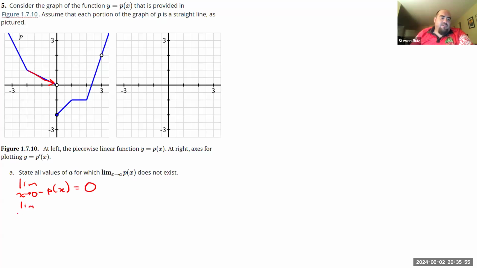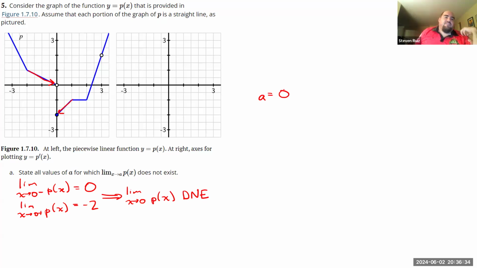What about when we approach 0 from the right? Well, then we are trending towards this value, and that is going to be -2. So the limit as x approaches 0 from the right is -2. So the one-sided limits definitely disagree. So what does that mean about the limit as x approaches 0 of p of x? That means that limit fails to exist. So one of our values of a is 0.